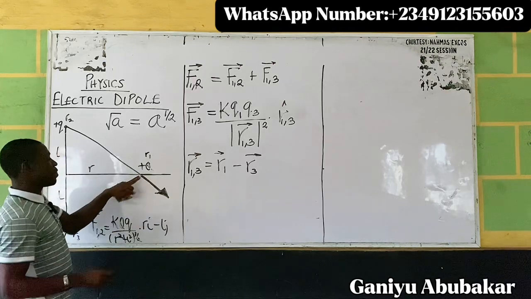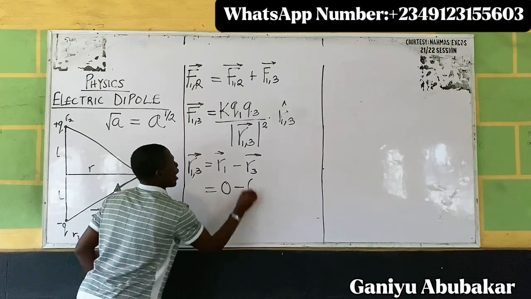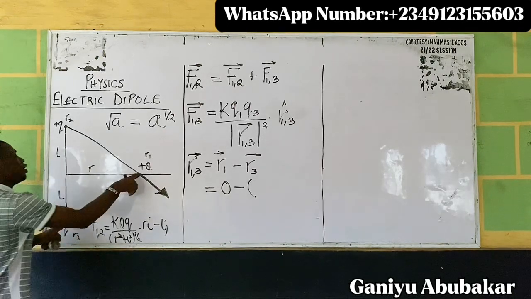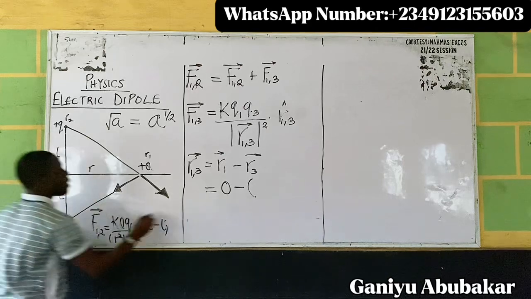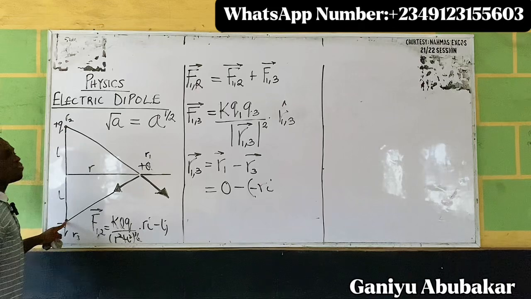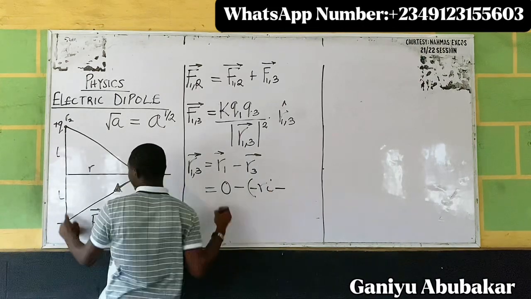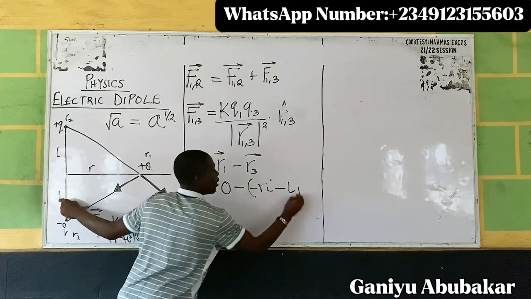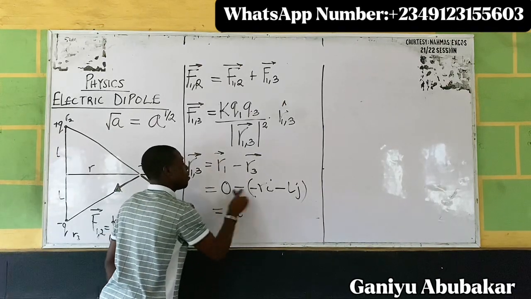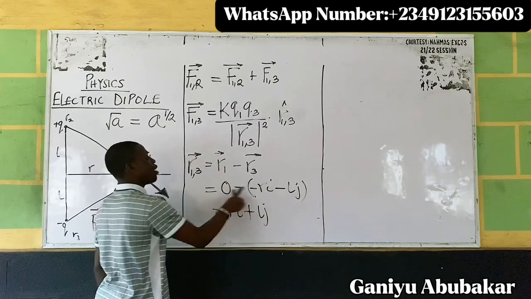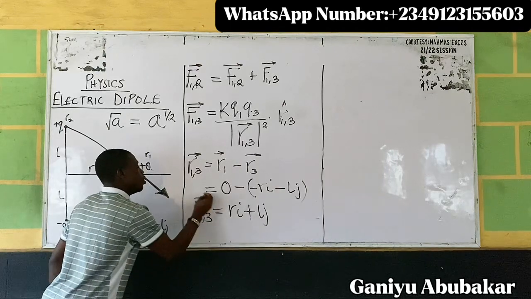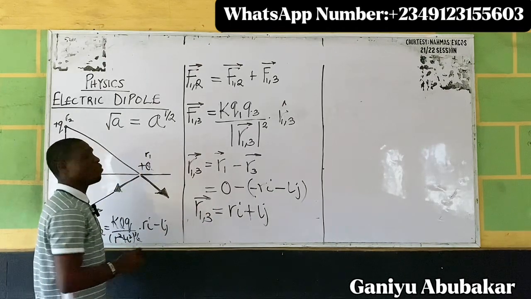That's 0 minus r3. r3 is here, so move this way down here. This way here is negative of x, that's minus r, minus ri. Moving downwards is negative of y, that becomes minus l, minus lj. Solving this, minus is plus, that becomes ri plus lj. Minus is plus, I have lj. So the value of r13 is equal to ri plus lj.